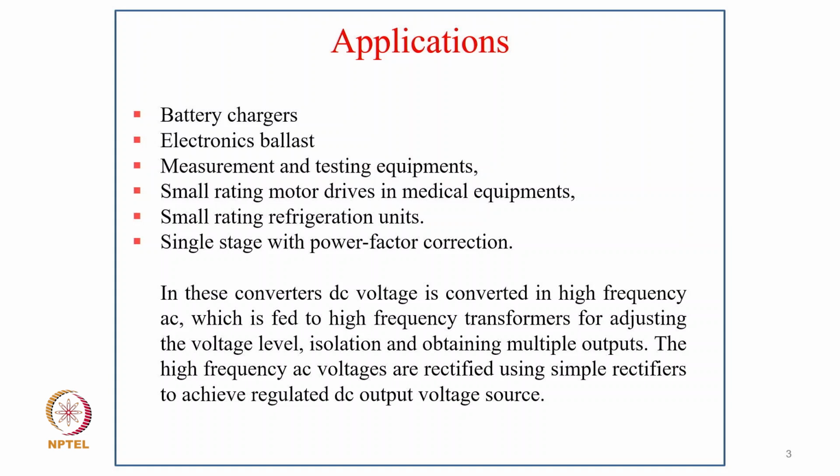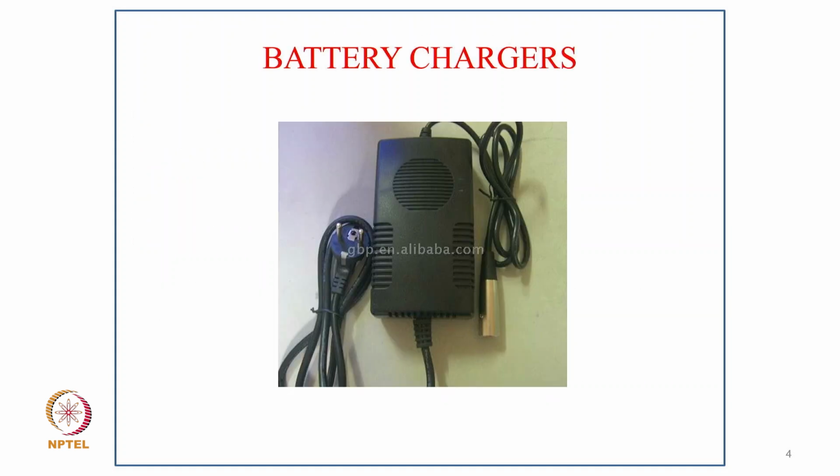and measurement and testing equipment, small rating motor drives in medical equipment, small rating refrigeration units, and single stage with power factor correction in many applications. In these converters, DC voltage is converted to high frequency AC, which is fed to a high frequency transformer for adjusting the voltage level, isolation, and obtaining multiple outputs. And the high frequency AC voltage is rectified using a simple rectifier to achieve a regulated DC output voltage source.